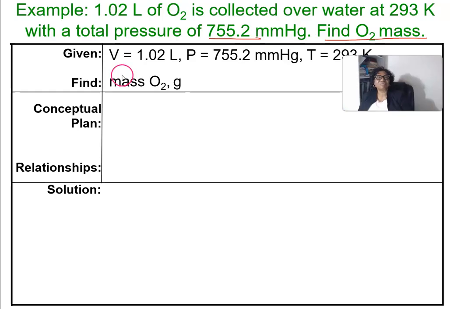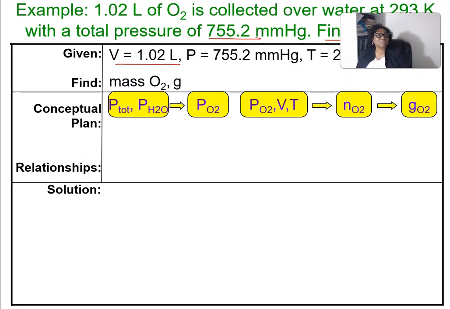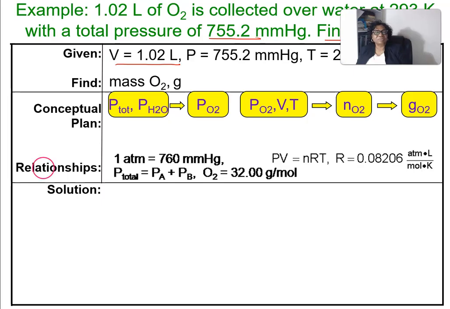So this is what we have from the question. We want the mass of oxygen. So this is our plan: total pressure minus the pressure of water to get the pressure of oxygen. Then you use your ideal gas equation to get the number of moles of oxygen. Then you convert it to the mass. So these are the equations that we are going to use.